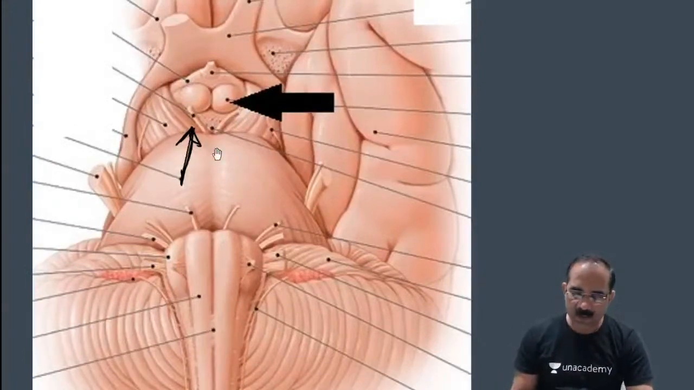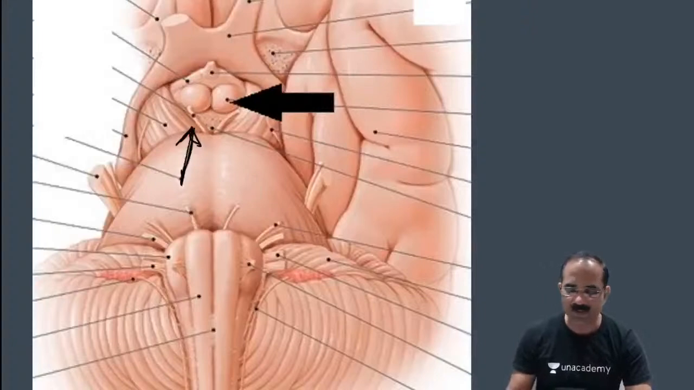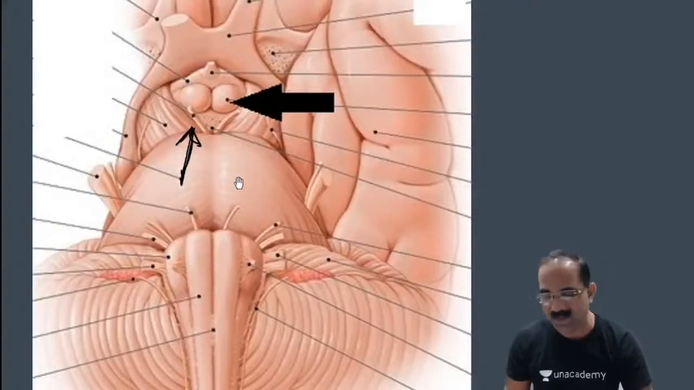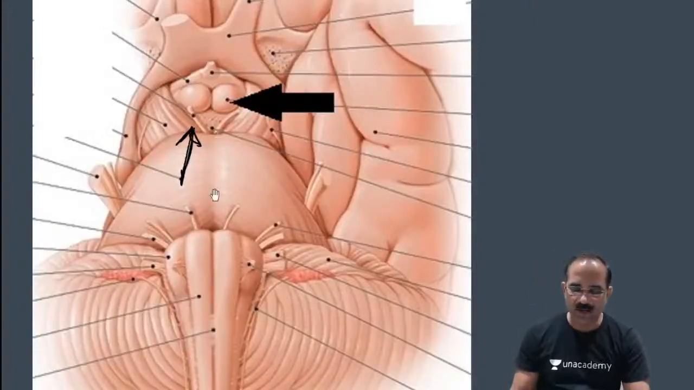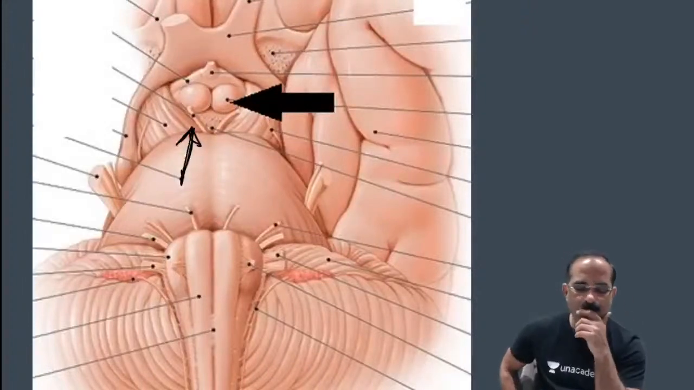Now tell me, students, there will be an artery which lies here. Do you see the pons? This is the pons. Is this not pons? Yes, this is pons. And what is the artery which lies in the midline of the pons? Anyone?